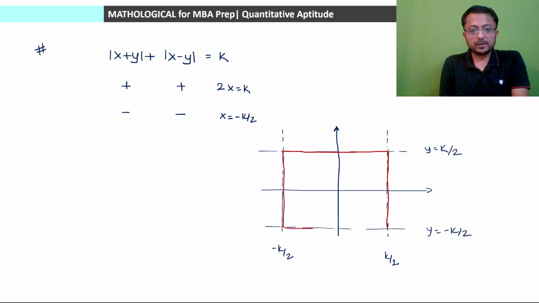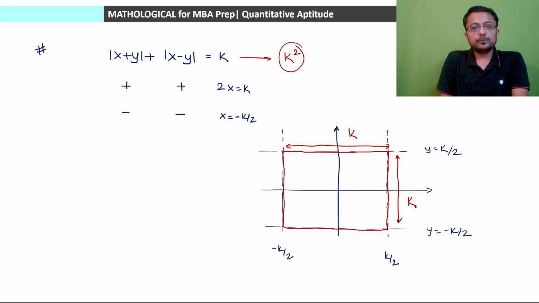So this will be our actual graph, which is a square, and every side is of length, since plus k by 2 to minus k by 2, this length is equal to k. This is also k. This is a square, and the area will be k into k, which is equal to k square. Area of the graph, the area under the curve, will be equal to k square. Okay, clear?